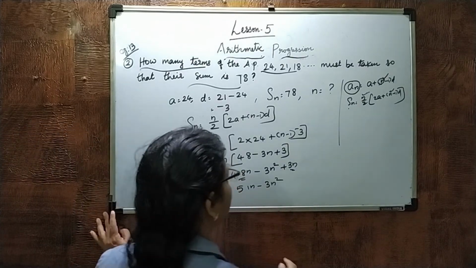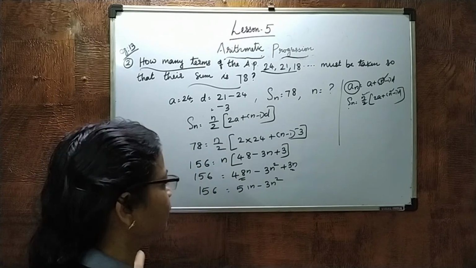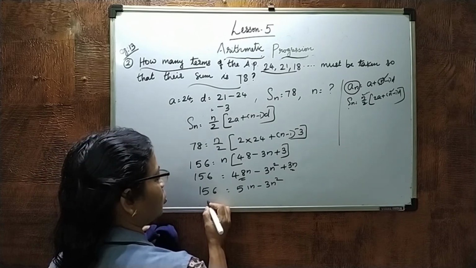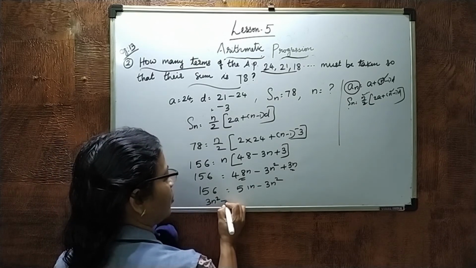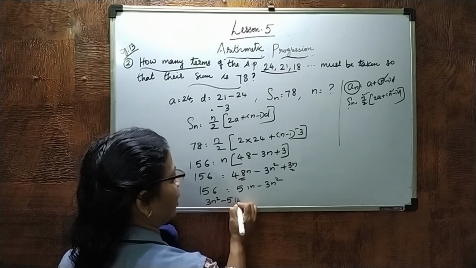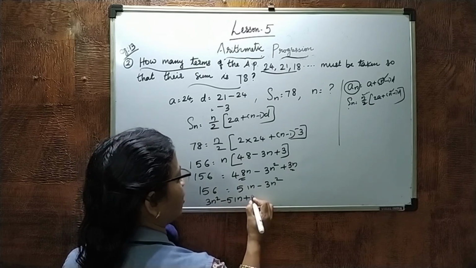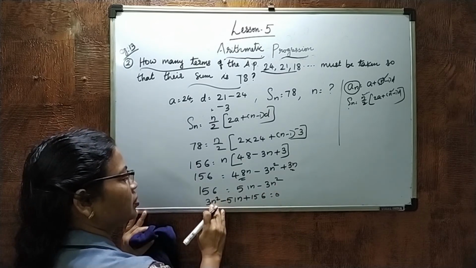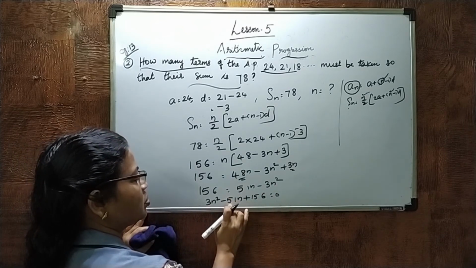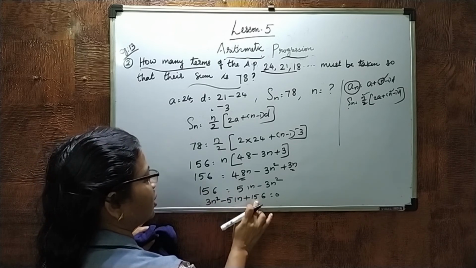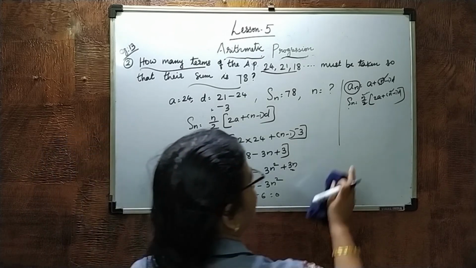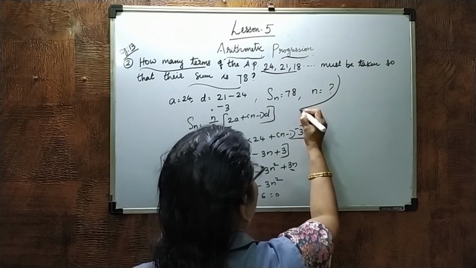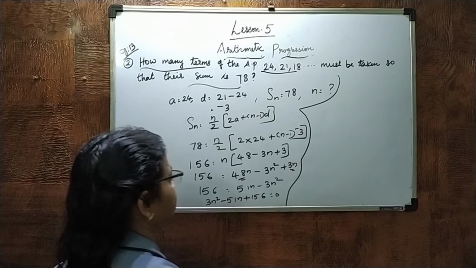We will start here. Just arrange in order. You have to write like this. Take all the terms together on one side. So it will be 3n square minus 51n plus 156 equal to 0. Negative becomes positive, here it becomes minus 51n, and here itself 156. Now we have to use any one method, quadratic formula or splitting the middle term.